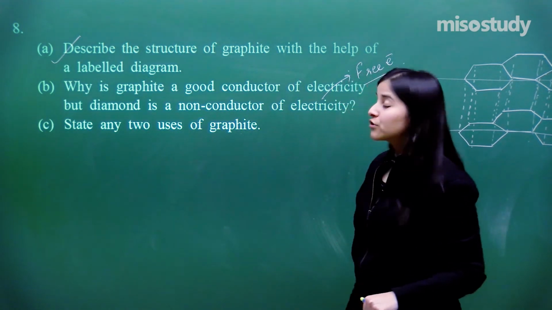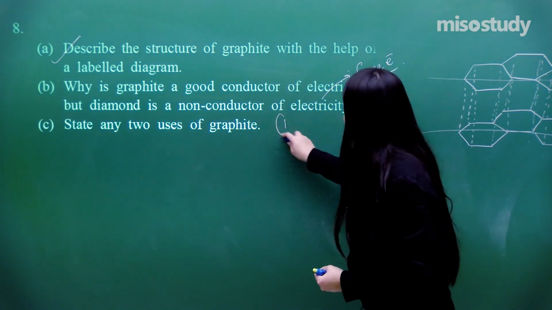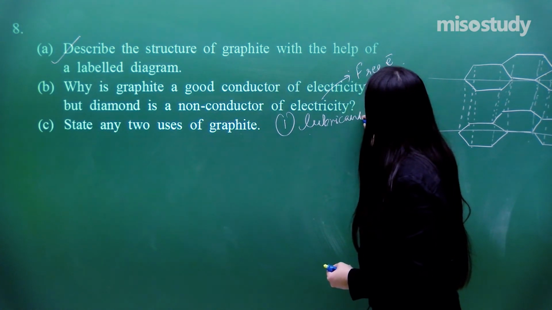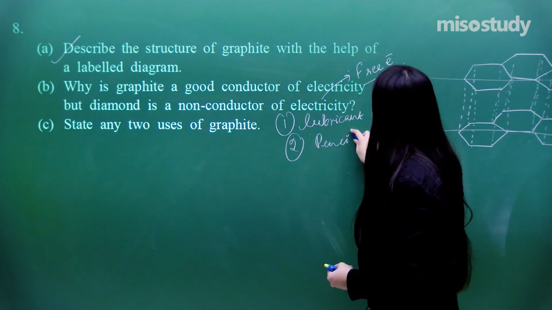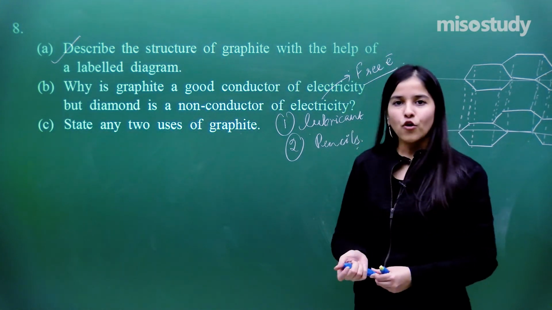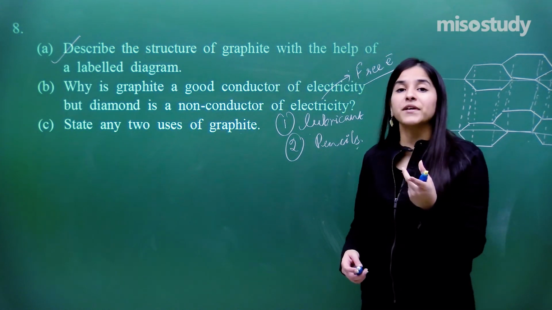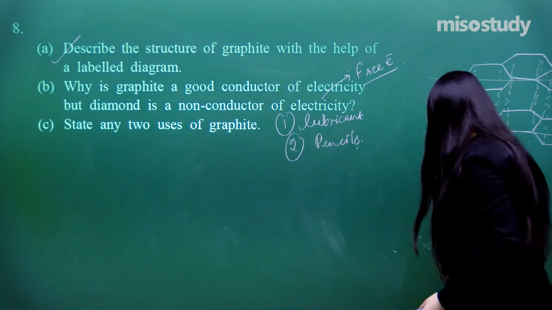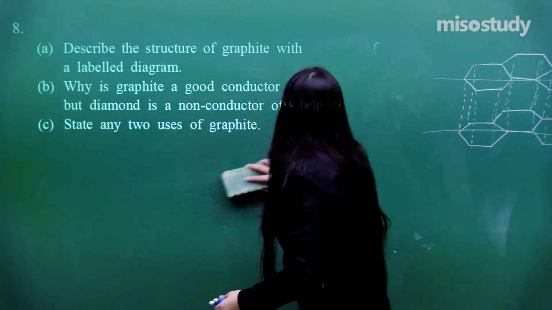State any 2 uses of graphite. First, we just did in the previous question, that is as a lubricant, and the second one can be used in pencils, or maybe some equipments or some very special kind of pencils which are used to draw those sketches. In that also graphite is very prominently used.